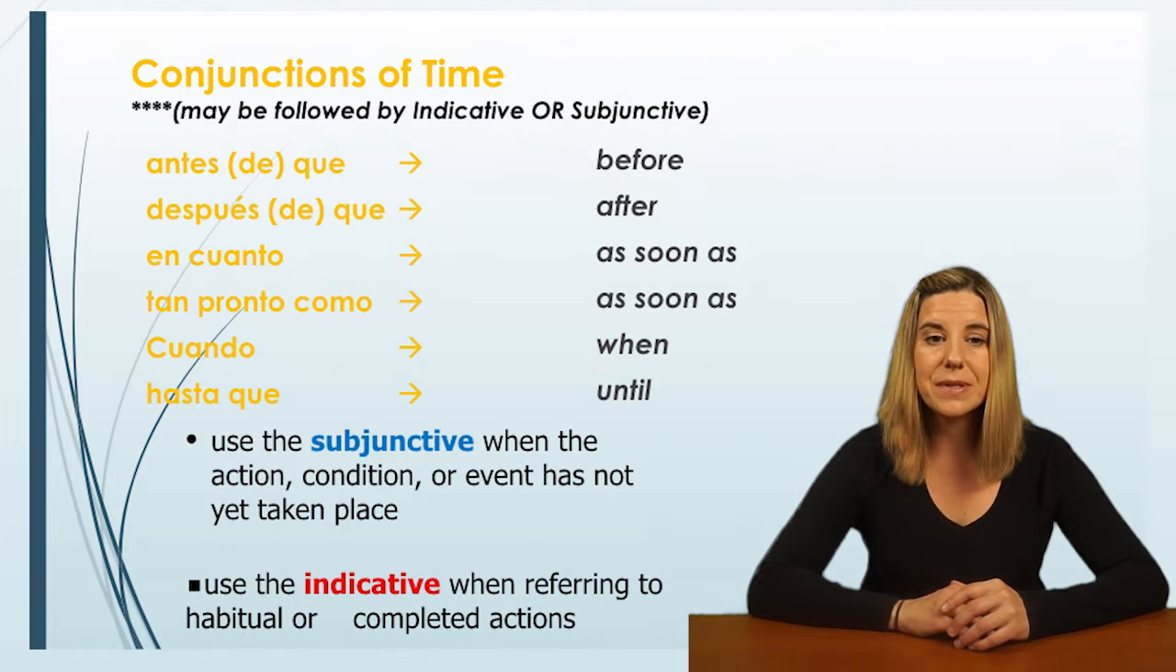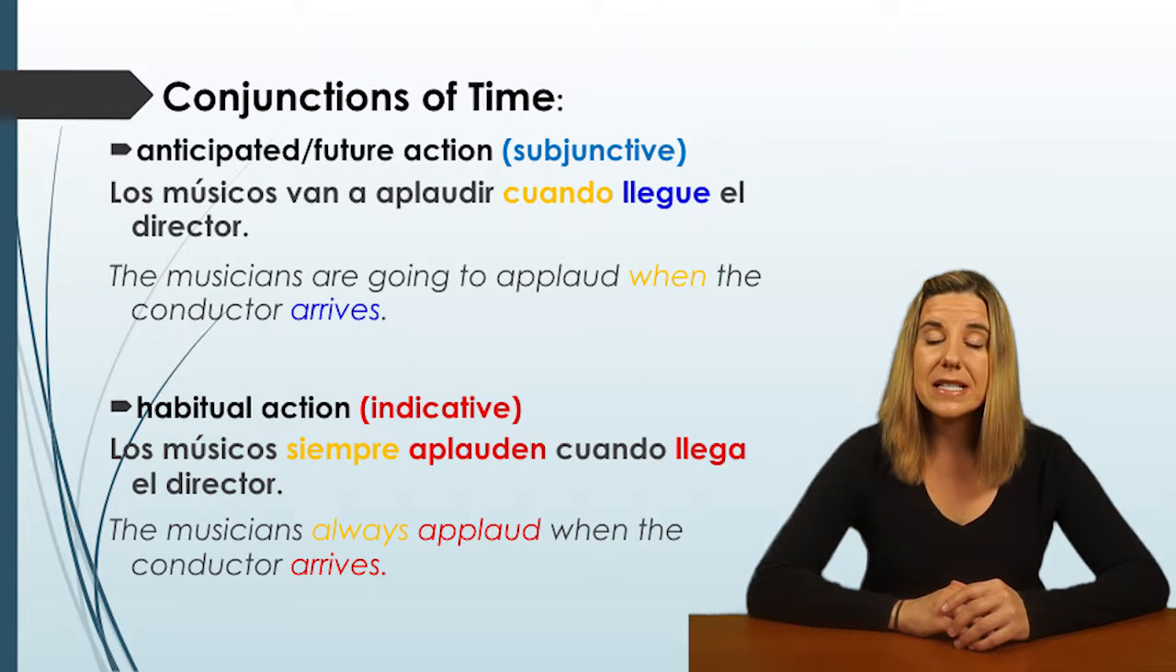Let's see some examples. When the action is anticipated or a future action, again, we use the subjunctive. Los músicos van a aplaudir cuando llegue el director. The musicians are going to applaud when the director arrives. A habitual action is followed by the indicative. Los músicos siempre aplauden cuando llega el director. The musicians always applaud when the director arrives.